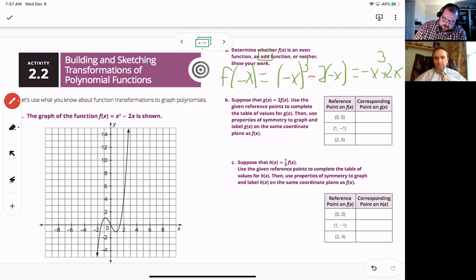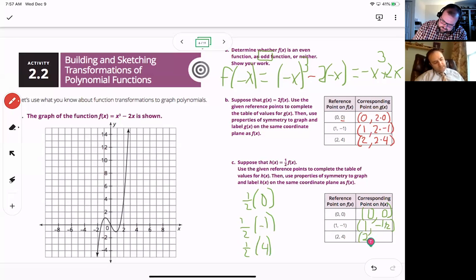Then we have 2f of x for part B. And the goal is to use the reference point to figure out what's happening here. So this is going to be 2 times the y value for what we're looking at, because we know that f of x is the height of the function. So the corresponding point would be 0, and then 2 times 0. I'm going to actually write that out just so that we know that that's there. We've got 1, 2 times negative 1, and then 2, and then 2 times 4.